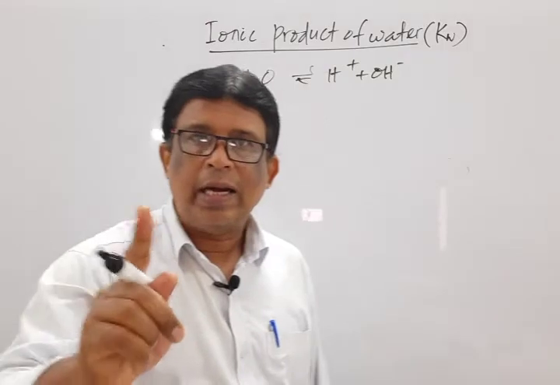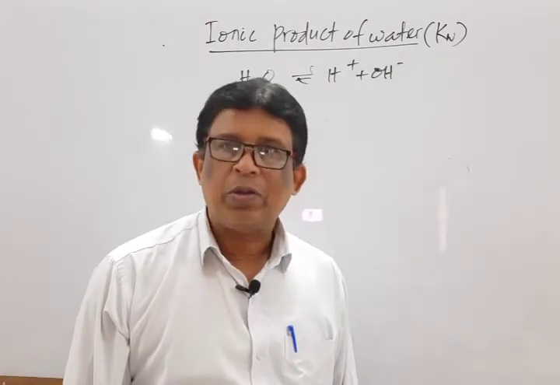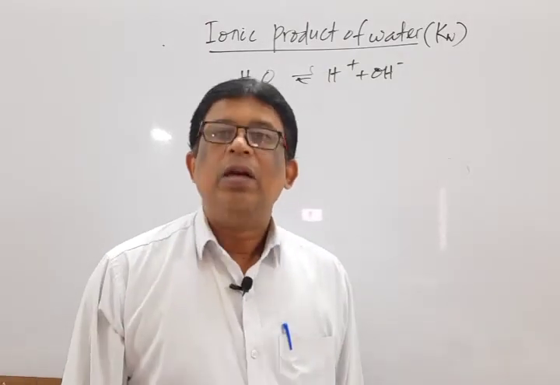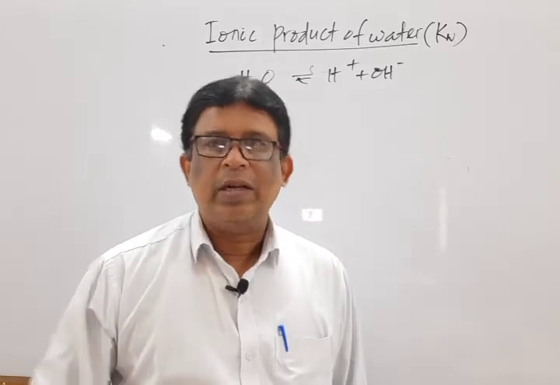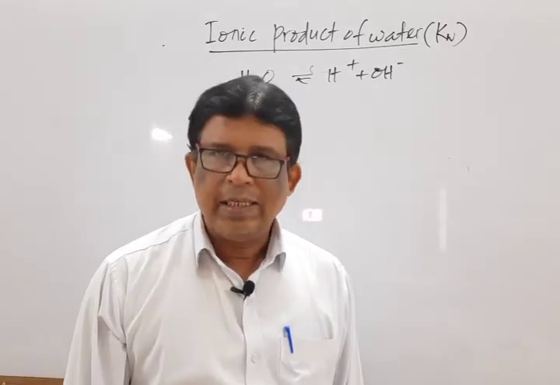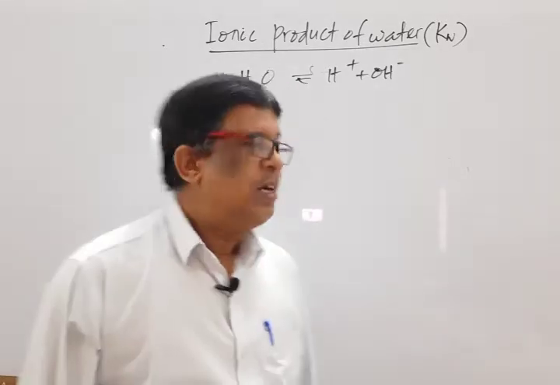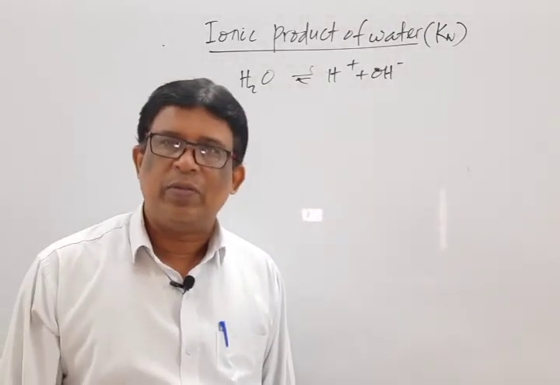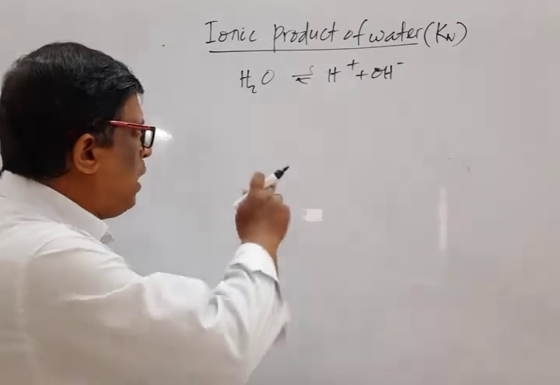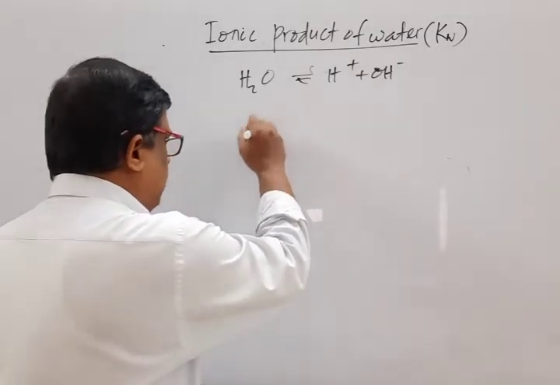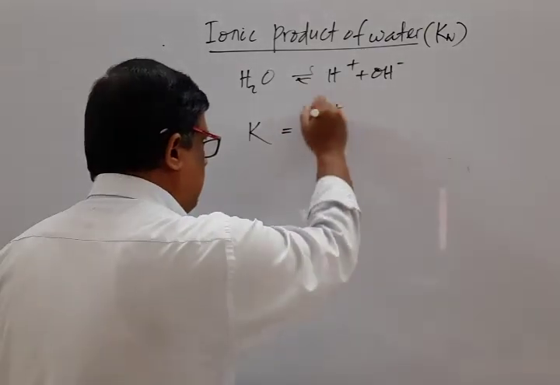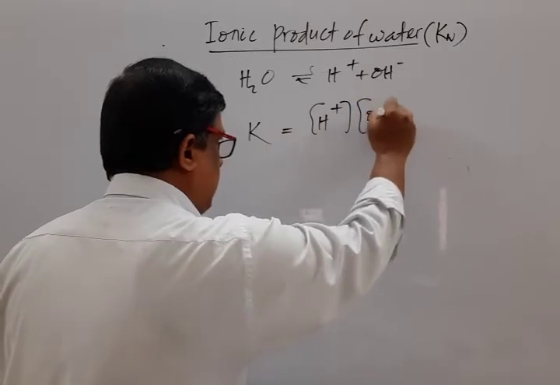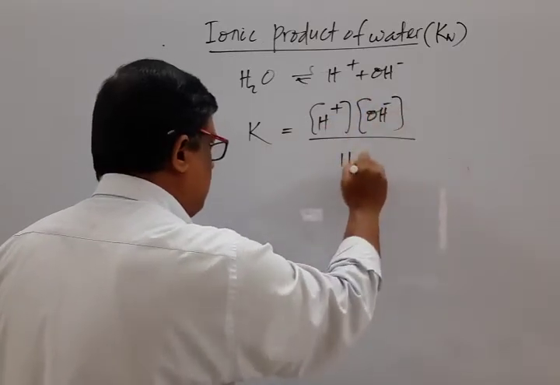Never worry about writing this one. I remind you, students, it is phase 1: clarify your concept. Next, in phase 2, engage in writing. Okay, good. So water is a weak electrolyte, so it dissociates partially. Then, applying the law of chemical equilibrium, K is equal to H+ ion concentration into OH- ion concentration over H2O.